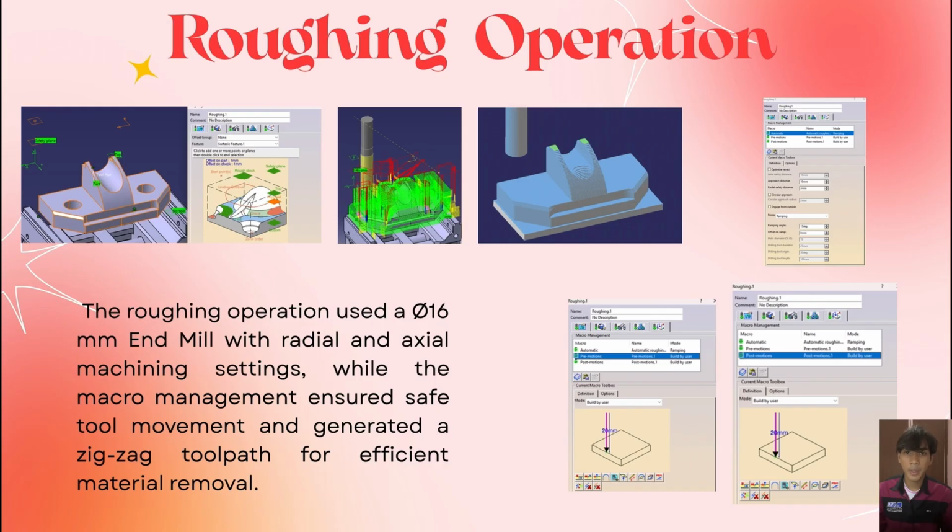This slide explains the roughing operation. The 60 mm end mill was used to remove most of the excess material from the workpiece. A zigzag toolpath was selected because it removes material efficiently while maintaining safe tool movement. This operation prepares the workpiece for the finishing process and improves the overall machining efficiency.